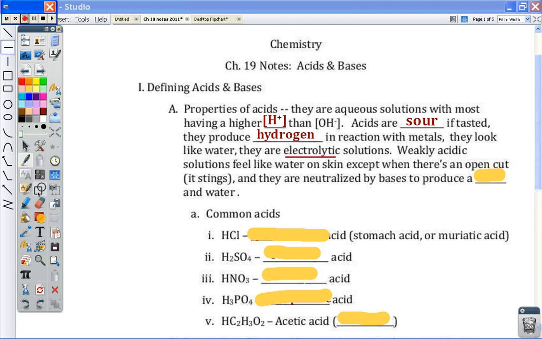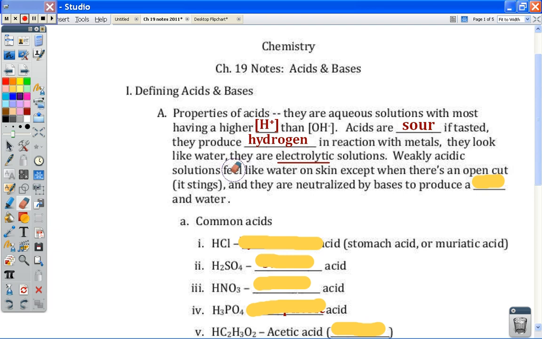Weakly acidic solutions feel like water on the skin, except when there's an open cut. In other words, it stings. So if you've ever had a canker sore or chapped lips, and you taste an orange or a lemon, it hurts a lot. That's why the acid in the wound really hurts.